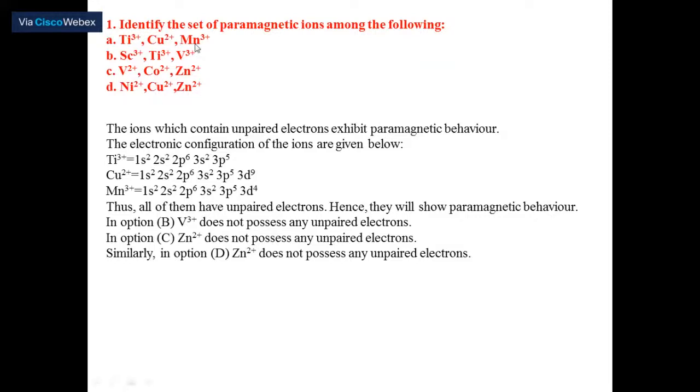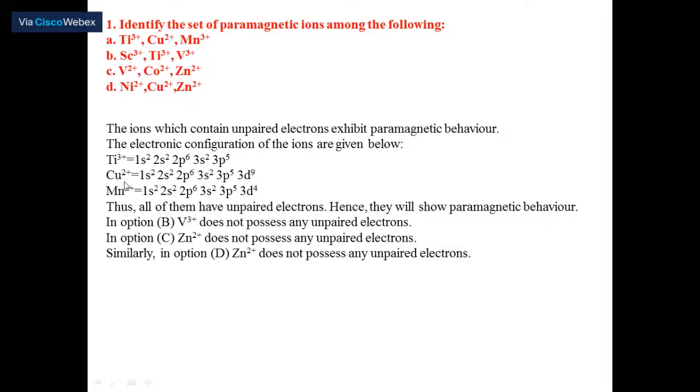In the answer 1, that is A, titanium 3+, copper 2+, and manganese 3+. First, let's see this. The configuration is 3d0, that is actually 3d3 for titanium. Here 3+ is there, so all the d electrons are lost, that is why 3d0. Here 1s2, 2s2, 2p6, then 3s2 and 3p5. 3p5 means one unpaired electron. In total, p should have 6 electrons. That means one unpaired electron is present in 3p, that is titanium.